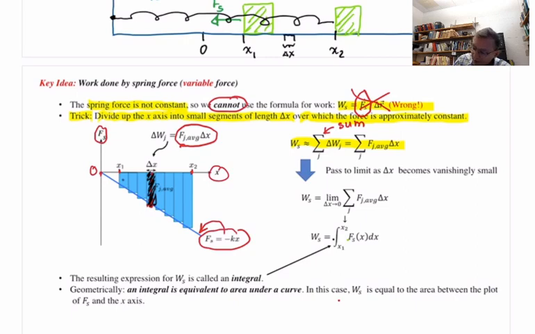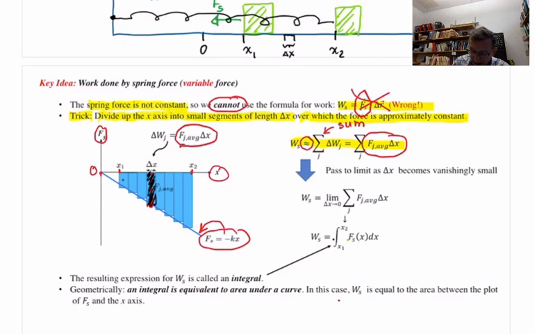So this expression right here, for the work from each one of those rectangles, which is based on the assumption that the spring force is constant over that rectangle, isn't really true. That's why I put the approximation symbol right there in the work formula. It's only approximately true. Well, that's not really good enough. Can't we do better? How about if we do a better approximation?